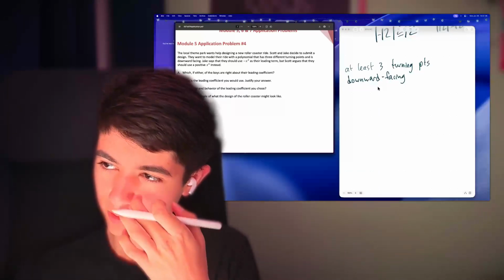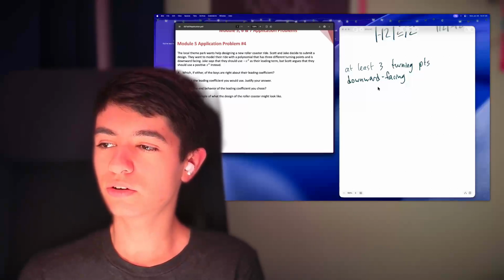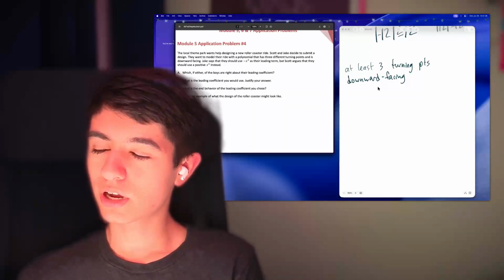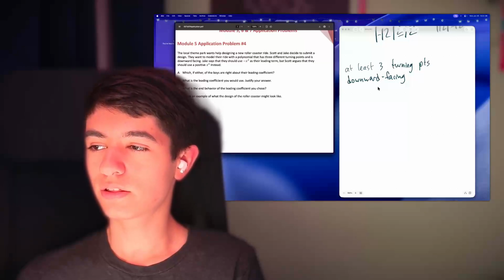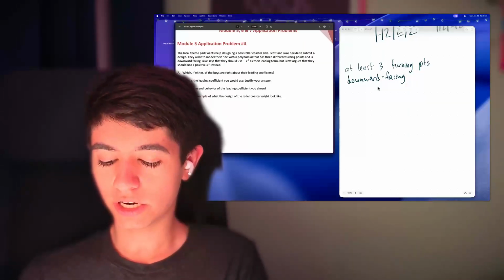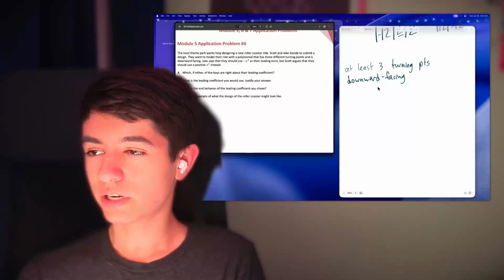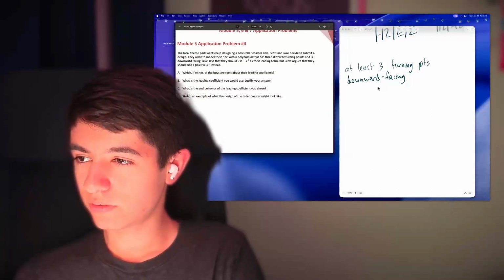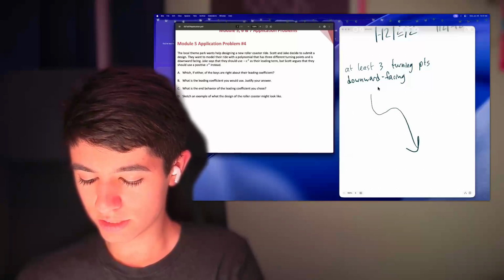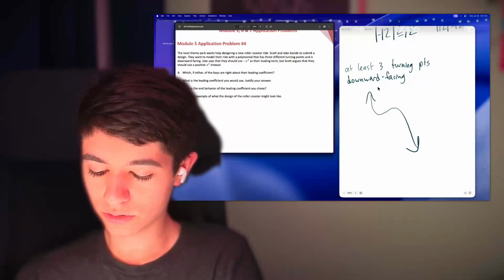So Jake thinks that the polynomial should have negative x cubed as a leading term, but Scott thinks that it should be positive x to the fourth instead. So first we need to see if either of them are right. Let's sketch what negative x to the third would look like. It would look something like this. The roller coaster would look like this.